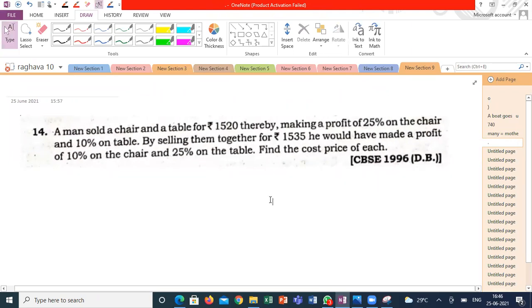A man sold a chair and a table for 1520 rupees, thereby making a profit of 25% on the chair and 10% on the table. By selling them together for 1535, he would have made a profit of 10% on the chair and 25% on the table. Find the cost price of each.